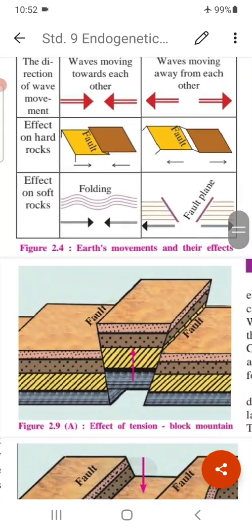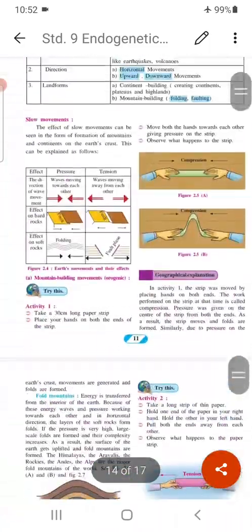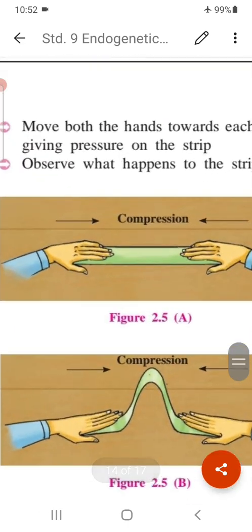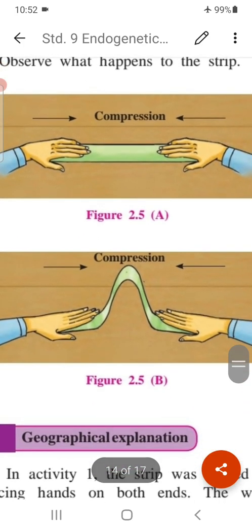See here. Again, see here. Look at the position of the arrows direction. How will you pressurize that strip? How will you put pressure on the strip? Move both the hands towards each other. Moving both the hands towards each other, giving pressure on the strip. And observe what happens to the strip. Here you can see what has happened in this picture. A fold is formed. Can you see the fold here?